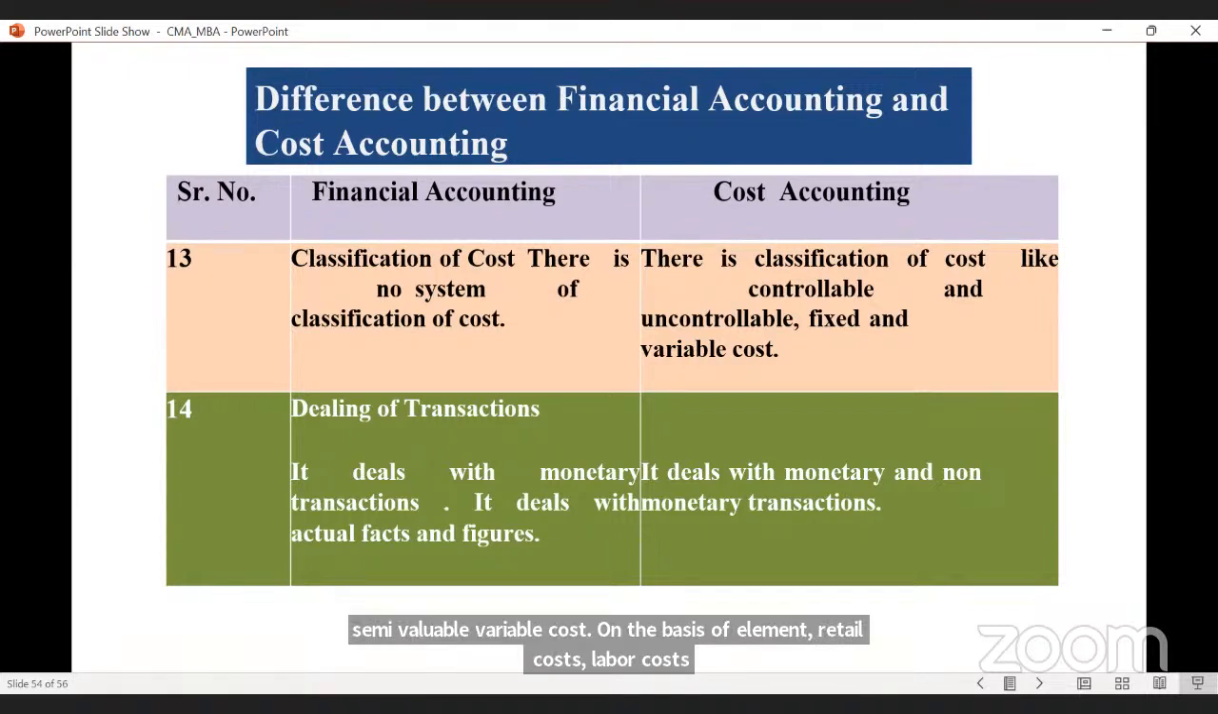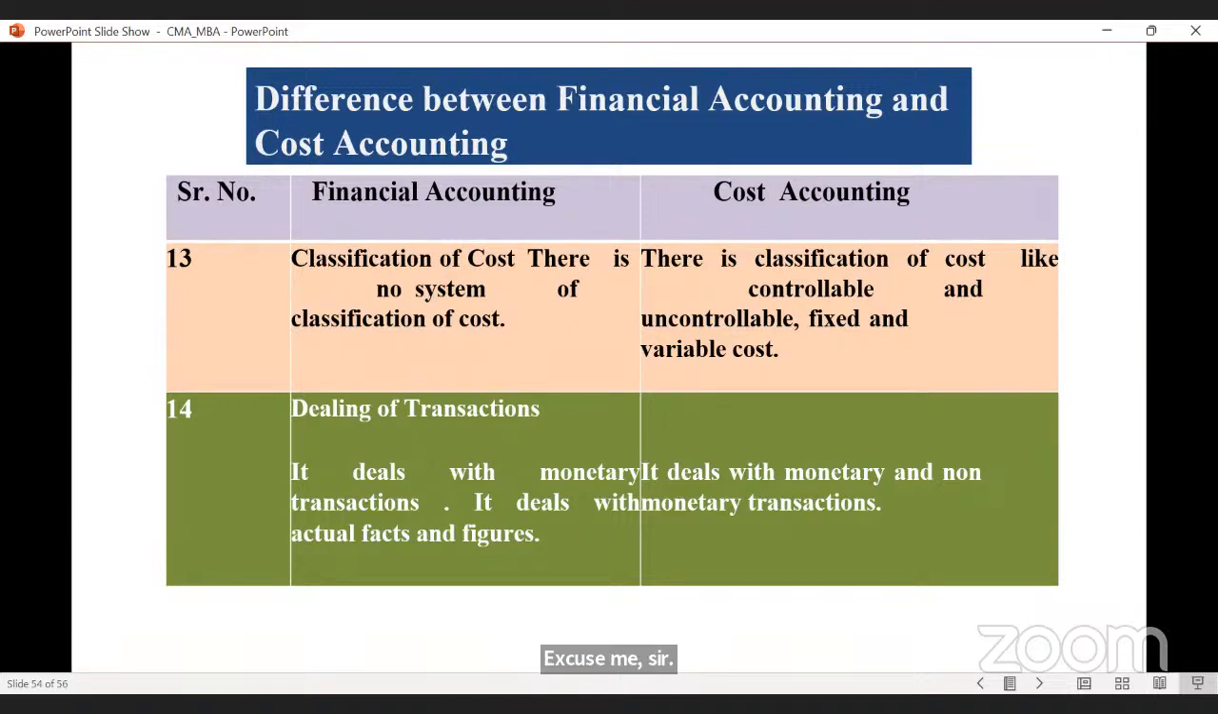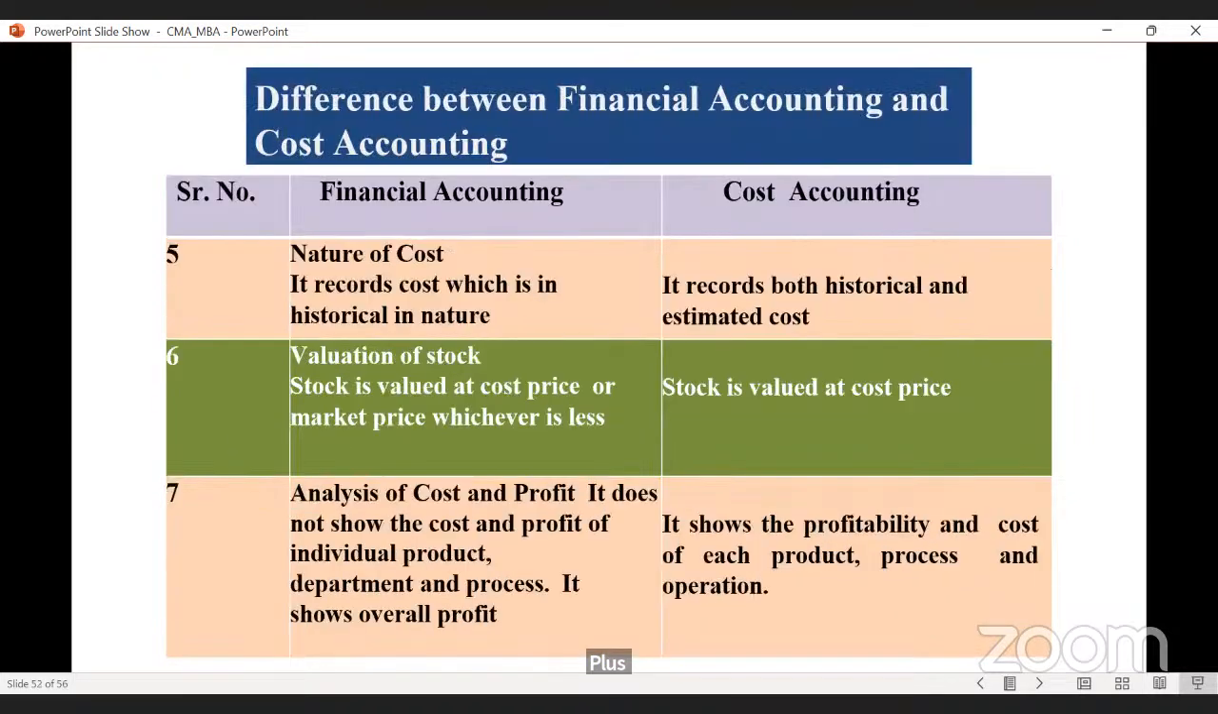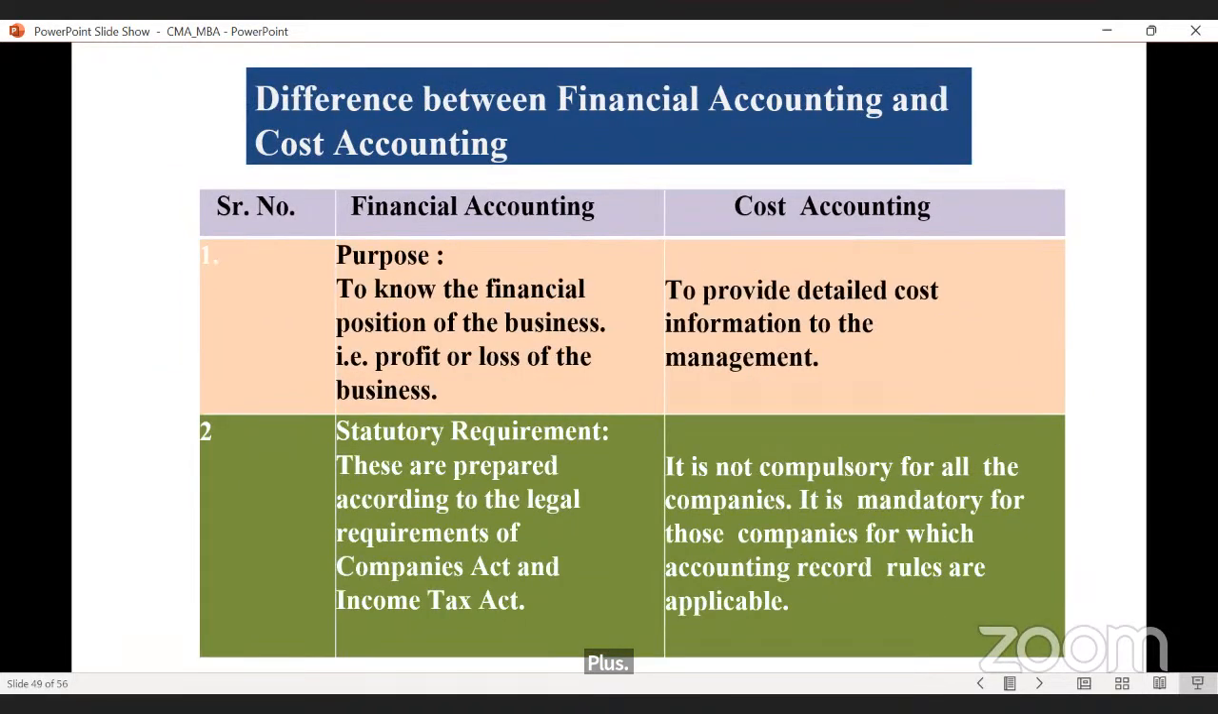Excuse me, sir. Yes. Sir, can you show 1-2 lines of the financial accounting, cost accounting difference? Can I show? 1-2 lines. First line. First slide. Okay, sir. First line. This one. Okay, sir. Thank you, sir.